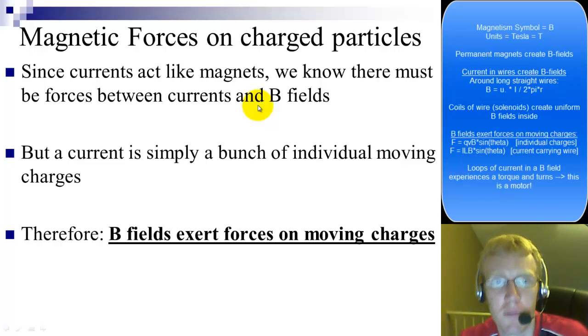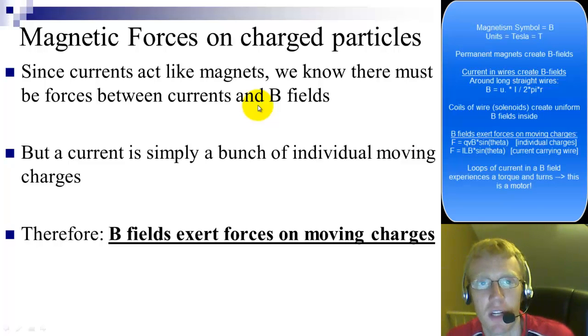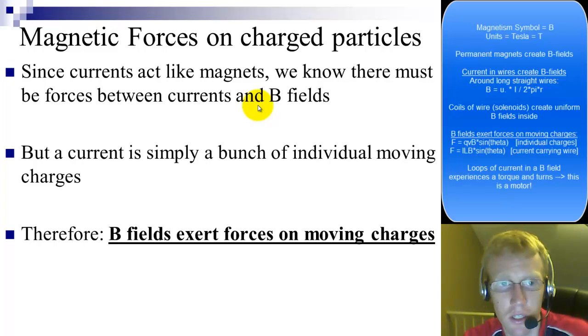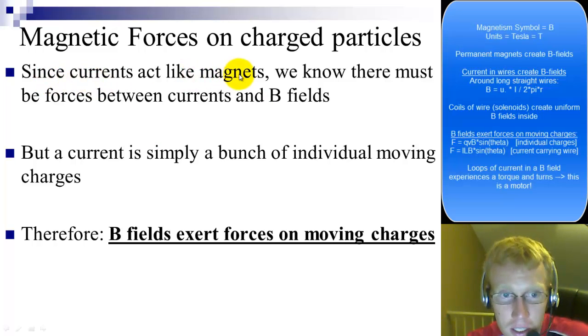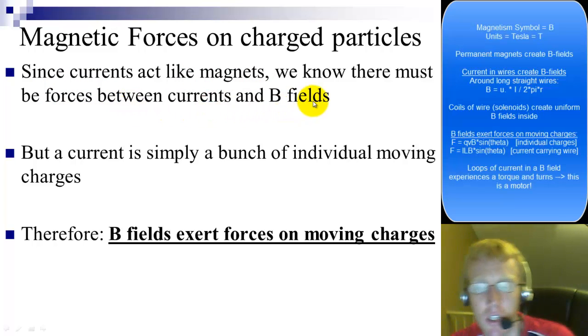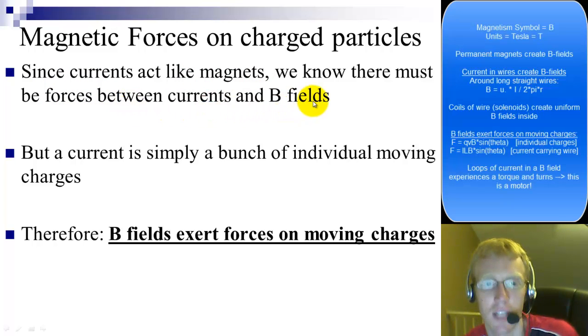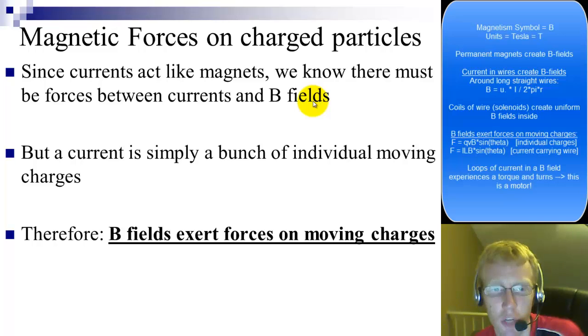All right, welcome back from your break. So the next section is going to be on how magnetic forces affect particles. So it turns out, very, very interesting, that since currents act like magnets, we know that there must be a force between the current and the magnetic field. So somehow a current creates a magnetic field. But if you think about it, all a current really is, is a whole bunch of individual moving particles. So somehow there's an interaction between those individual moving charges and the magnetic field.